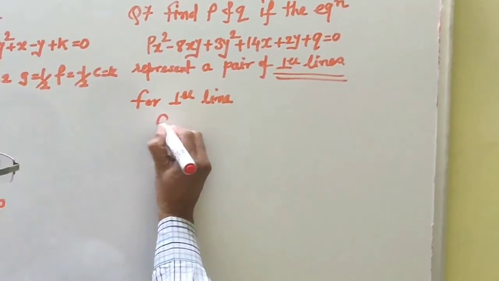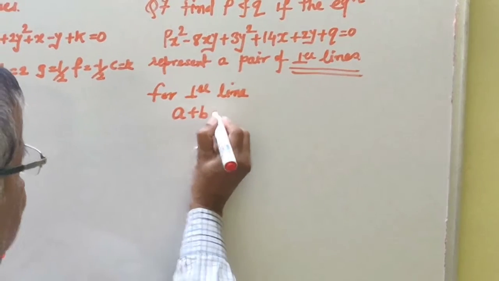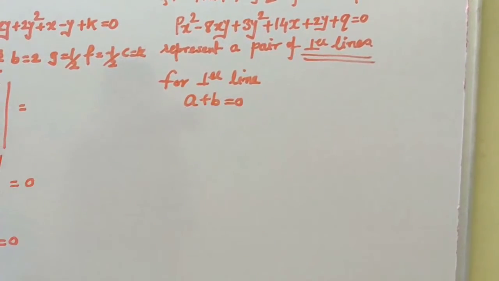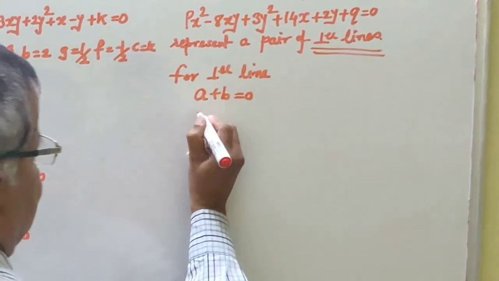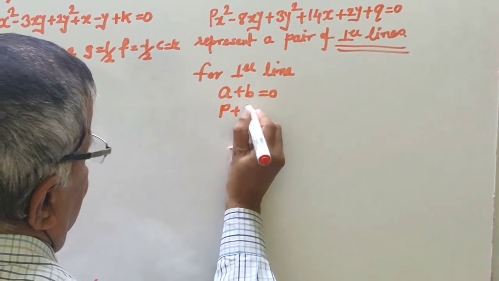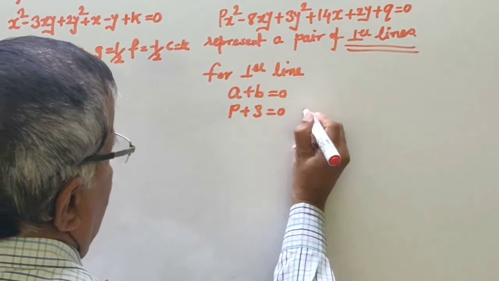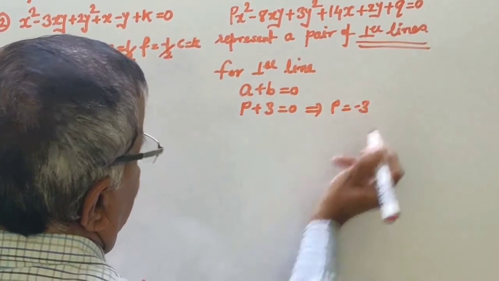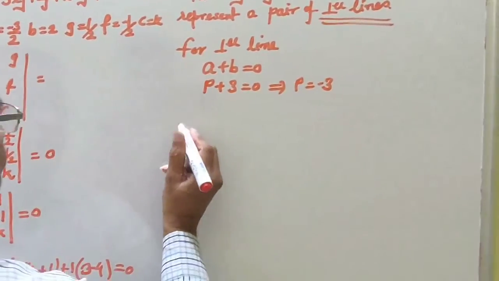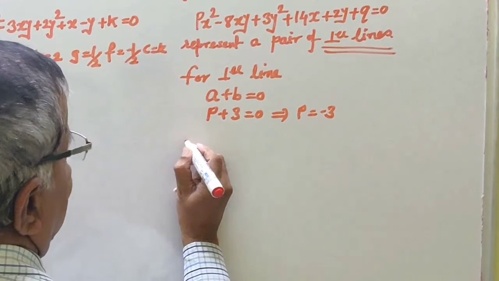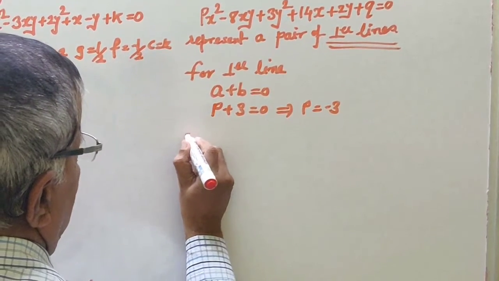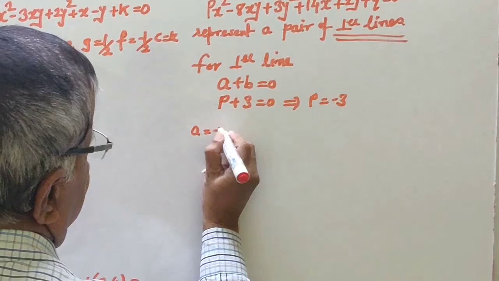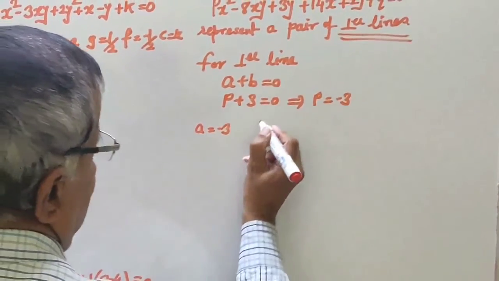I must know a plus b is equal to 0, means coefficient of x square and y square is equal to 0. I am substituting the value of this is equal to 0. Now I am getting p is equal to minus 3. Okay. Now I will compare the coefficient a is equal to p, means what is the value of p is minus 3, means a will become minus 3.